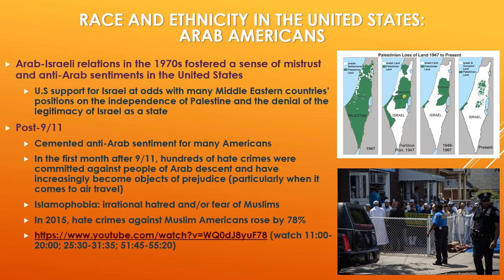The terrorist attacks of 9/11, of course, introduced a strong anti-Arab sentiment in the United States. Hundreds of hate crimes were committed against Arab and Muslim people across the U.S. during the months after the attacks. Many Muslims and Arab Americans were placed on no-fly lists and underwent intensive security screenings at airports. Islamophobia spread across our country, which is the irrational hatred and/or fear of Muslims. In 2015, hate crimes against Muslim Americans rose by 78%.